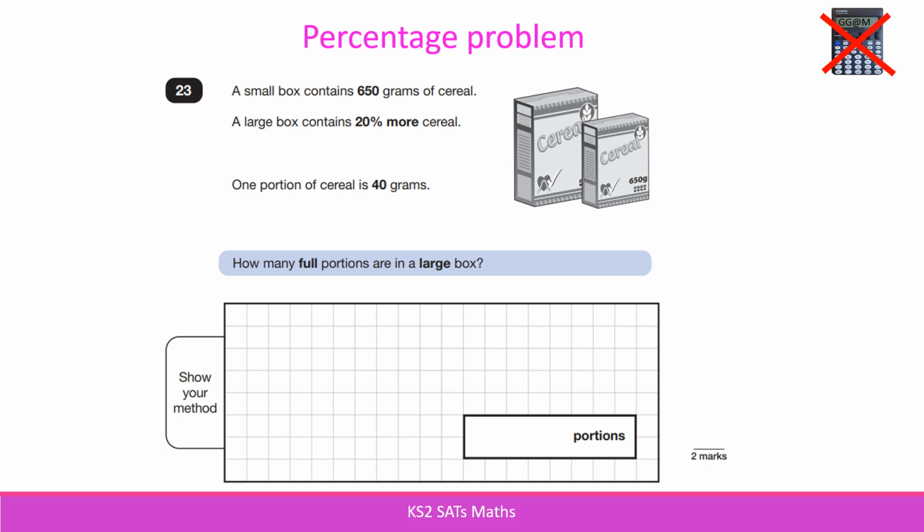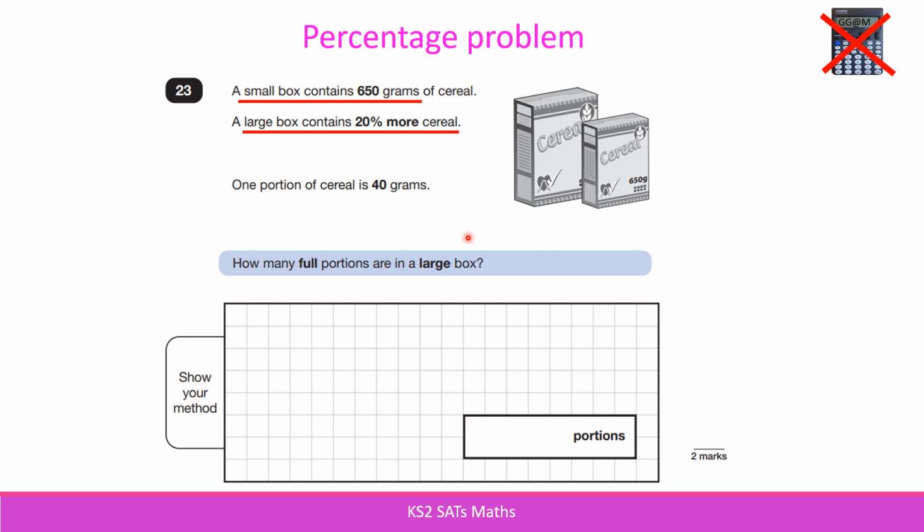This is a percentage problem. We're told in the question we've got some key words. A small box of cereal contains 650 grams, and you can see that in the diagram here. Here's the box with 650 grams in. We've got a larger box, which is sat next to it, which has got 20% more cereal than the smaller box.